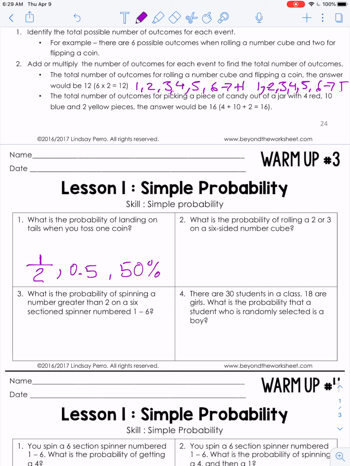What is the probability of rolling a 2 or a 3 on a 6-sided number cube? So they already tell us in the problem that our total number of outcomes is 6, and we are looking for a 2 or a 3. So our favorable outcomes would be 2, because there's 2 favorable outcomes. So we simplify, and we get 1/3, which could be written as 0.3 repeated, or about 33%.